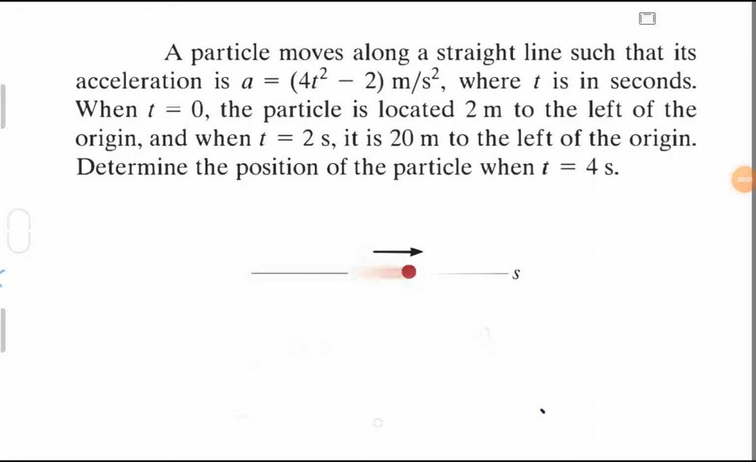Okay? To further master this kinematic equation, let's have another example. A particle moves along a straight line such that its acceleration is a = 4t² − 2 meters per second squared, where t is in seconds. When t is equal to 0, the particle is located 2 meters to the left of the origin, and when t is equal to 2 seconds, it is 20 meters to the left of the origin. Determine the position of the particle when t is equal to 4 seconds.